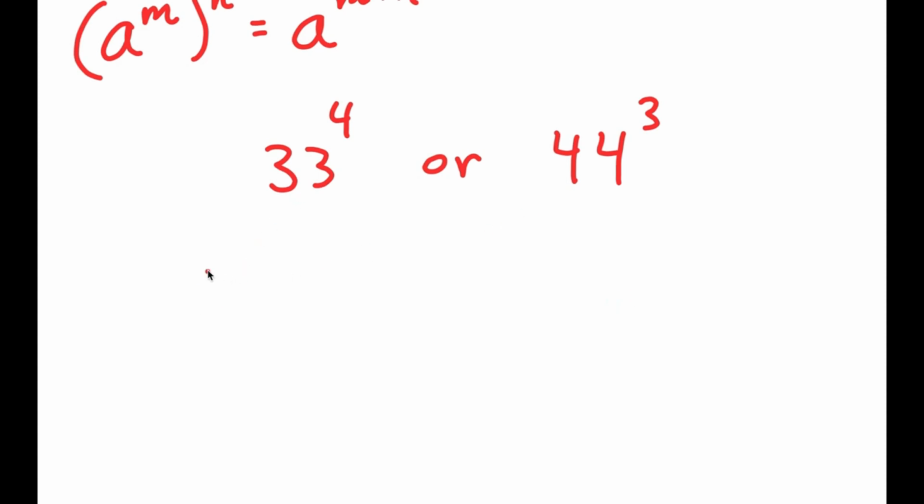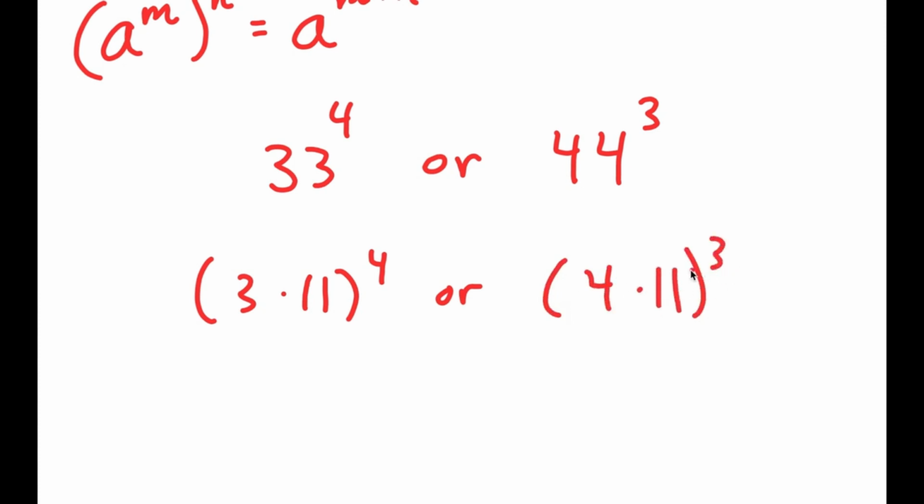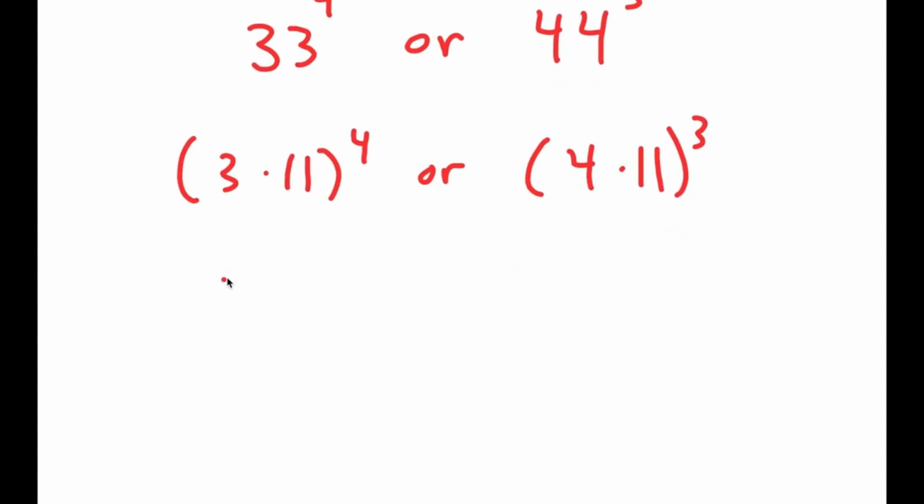Now, I'm going to rewrite 33 to the power of 4 as 3 times 11 to the power of 4. And 44 to the power of 3 as 4 times 11 to the power of 3. So now I get 3 to the power of 4 times 11 to the power of 4, or 4 to the power of 3 times 11 to the power of 3.